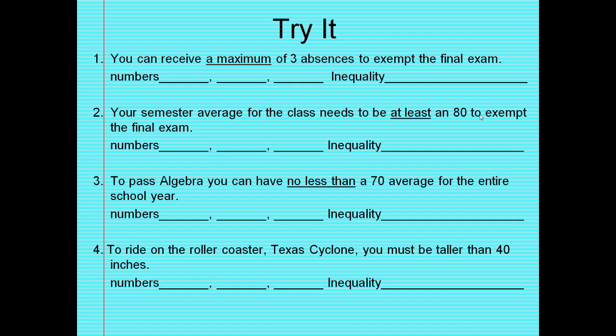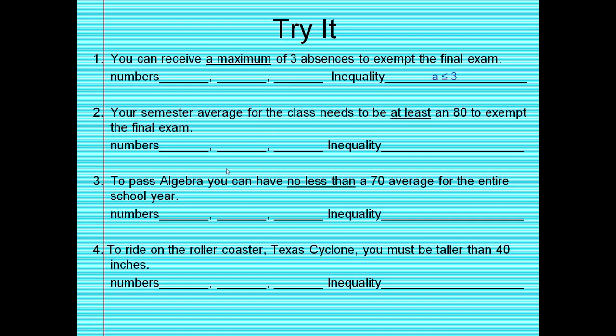Okay, let's try some examples. You can receive a maximum of 3 absences to exempt the final exam. Fill in the blanks with three possibilities for the number of absences you could have and still take the final exam. Then write an inequality. Your inequality would be A is less than or equal to 3, and you could have any numbers in these blanks as long as they were 3 and under. So you could have had 0, 1, 2, or 3 in those blanks.